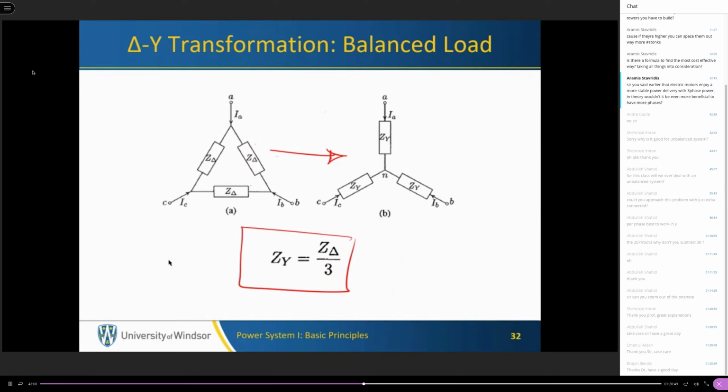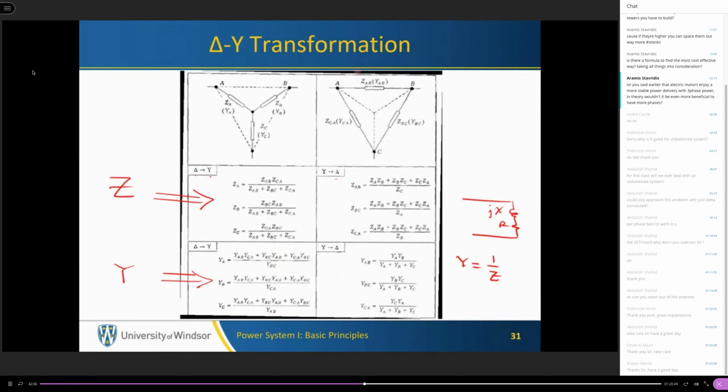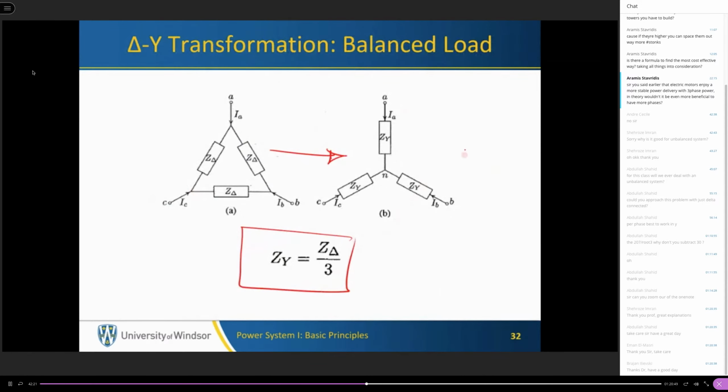under your observation. You can use whatever equation you want, but again, the systems under study in this course are balanced, not unbalanced. So this is good for unbalanced power systems. Here we deal with balanced power systems.